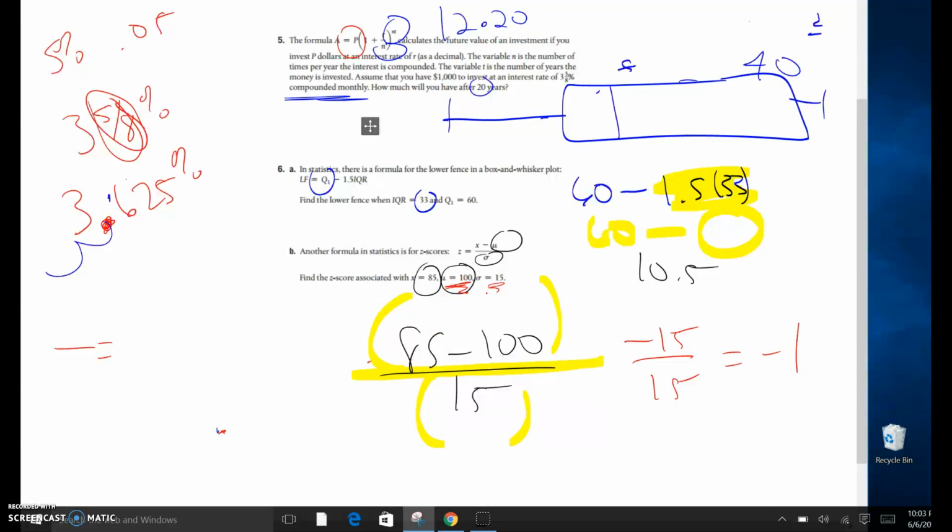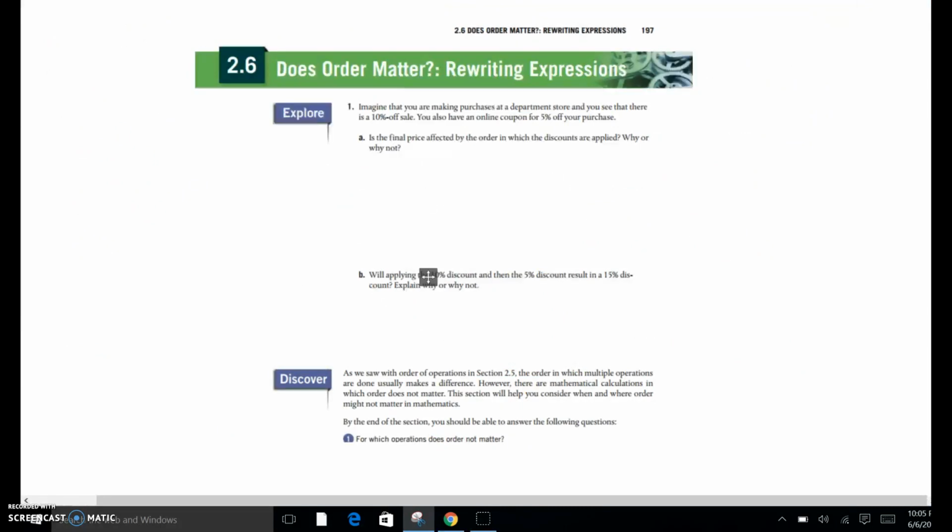All right, let's see if there's anything else. I think we're good. So let's go ahead and maybe start section 2.6. So turn your page to, let's see, page 197, and we'll pick up there. Okay, so again, try the Explorer on your own, see how it goes.